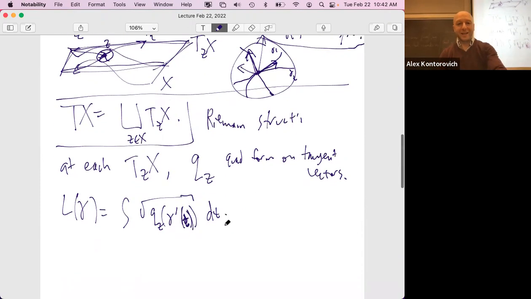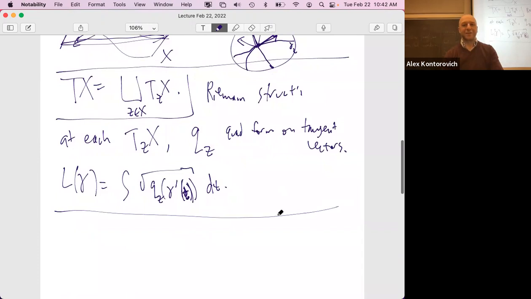Okay, so let's do this for the upper half plane. I guess it makes sense for it to be a quadratic form, because original distance is sort of like, in R2, you take the sum of squares. Yep, sum of squares.